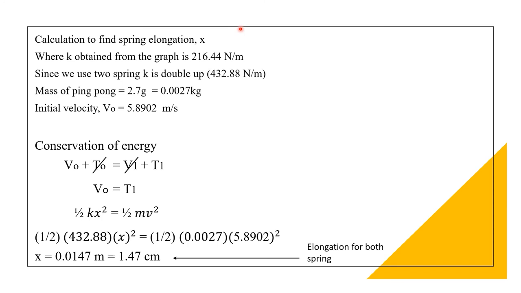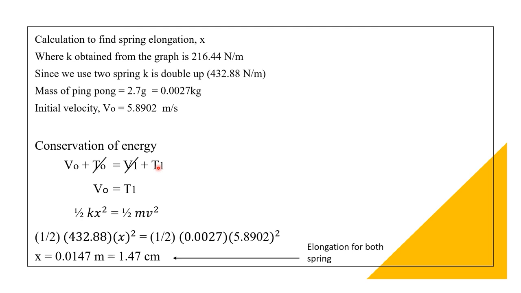Now let's find the spring elongation x. On the previous slide, we found that the initial velocity is 5.8902 meters per second and the mass of the ping-pong ball is 2.7 grams or 0.0027 kilograms. We also obtained the spring constant from a simple experiment, which is 216.44 newtons per meter. But for our launcher, we use two springs, so we need to double the spring constant to become 432.88 newtons per meter.